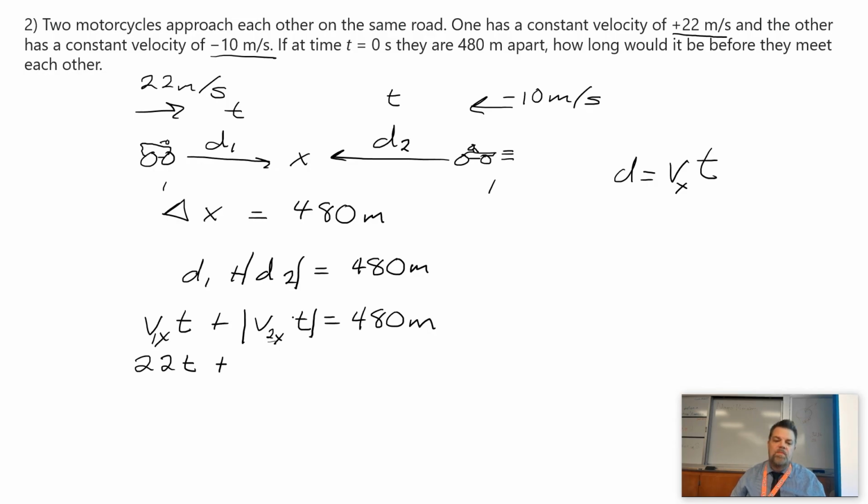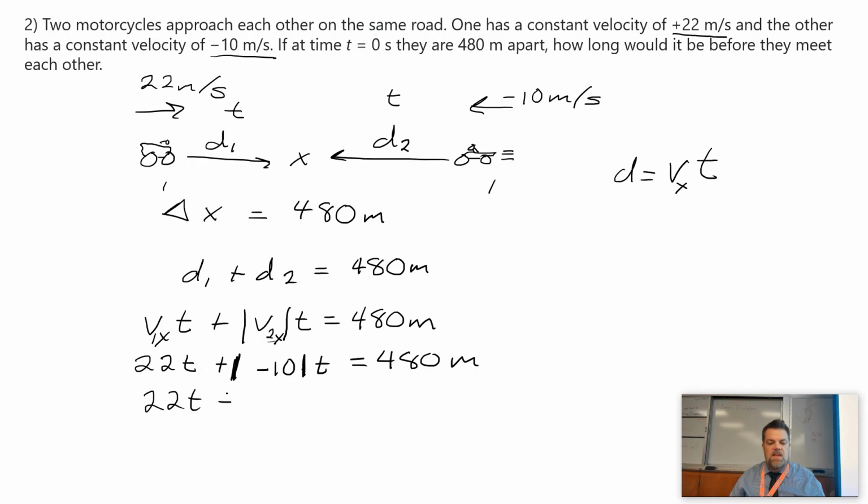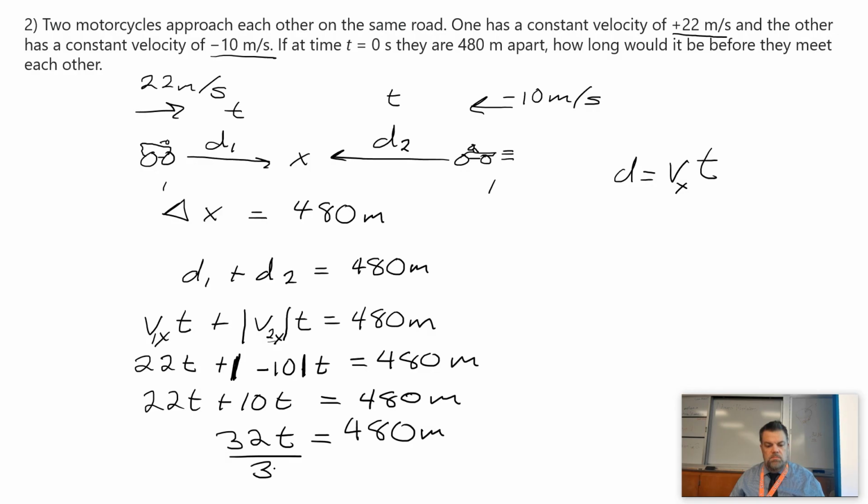yeah, we could do it this way. Well, let me back up for a second. I just realized there's some algebra stuff that I need to think about. I need this to be a positive value, but I can make it positive by making this velocity positive. So I'm going to have the absolute value of negative 10 times T equals 480. So then I have 22T plus 10T equals 480. This is 32T, sorry. And so what's the final time?